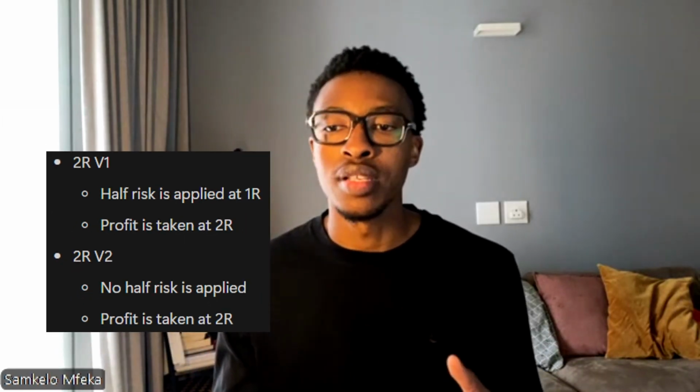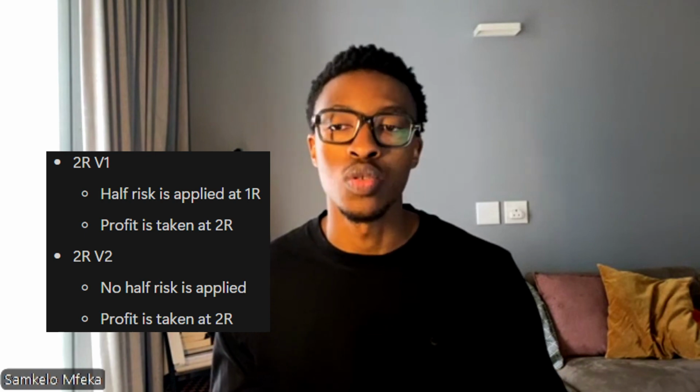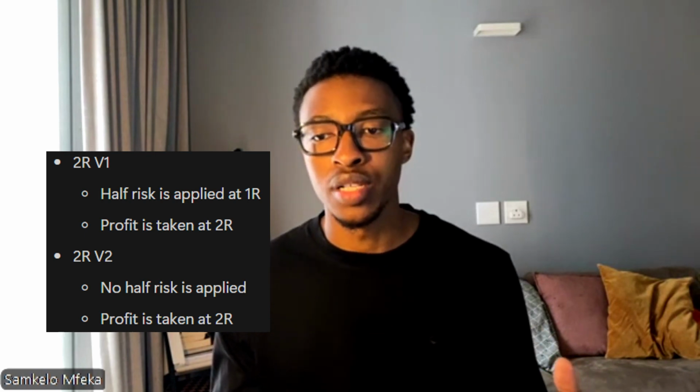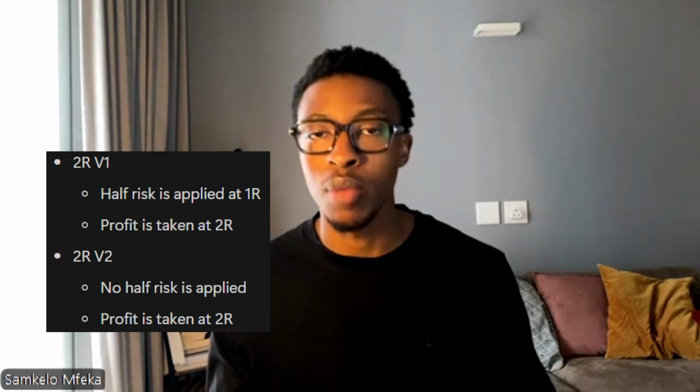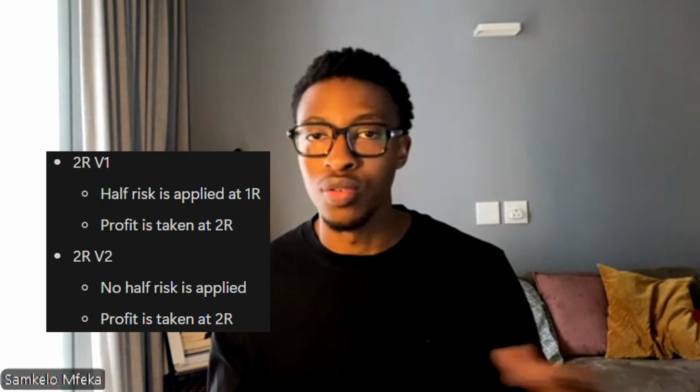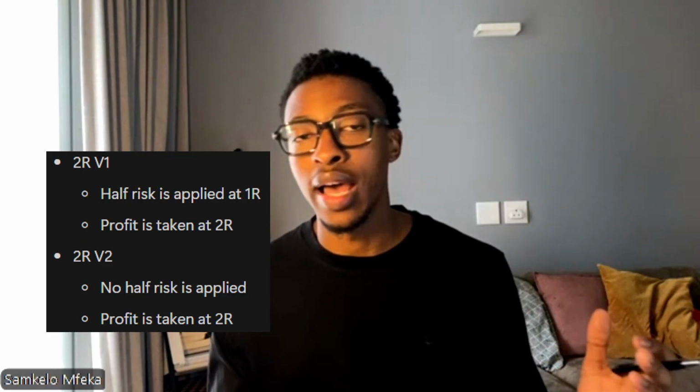So within the first group, which I'd say is for beginners or less experienced traders, I've broken it down into either a 2R or 3R target. And then within that, there's variation 1 and variation 2. So with 2R, you can see the half risk is applied at 1R, profit is taken at 2R. And then with variation 2, there's no half risk applied, profit is just taken at 2R. So there you just set your stop loss, your take profit, and you're either going to get taken out at full loss or at full profit.